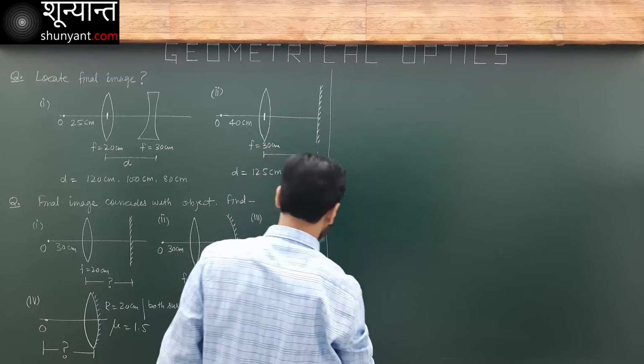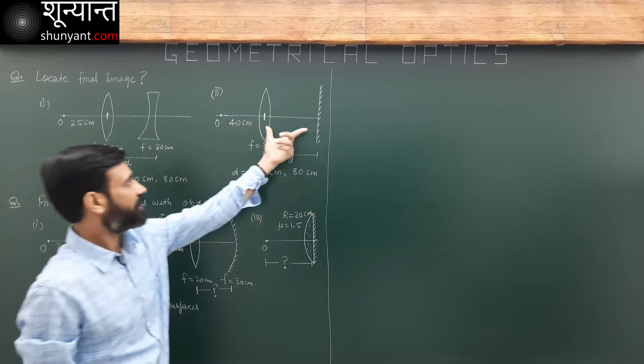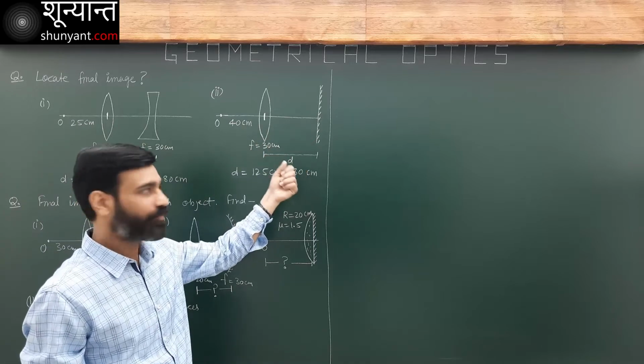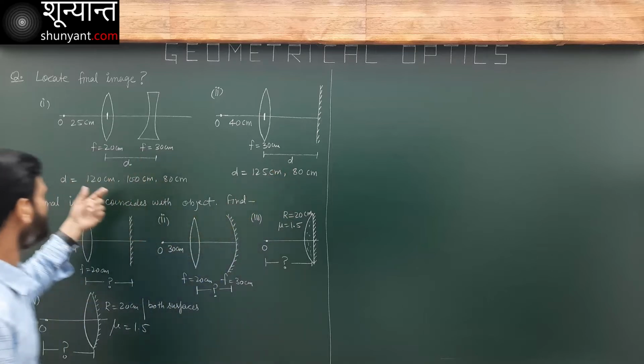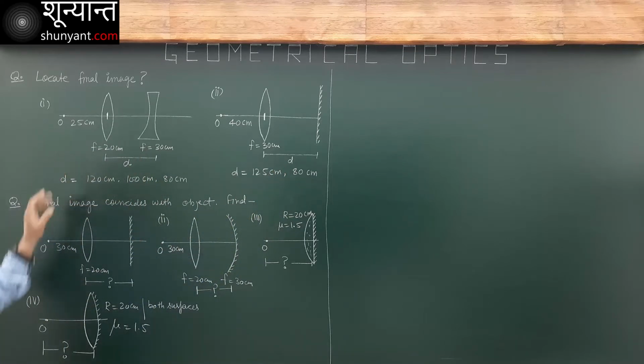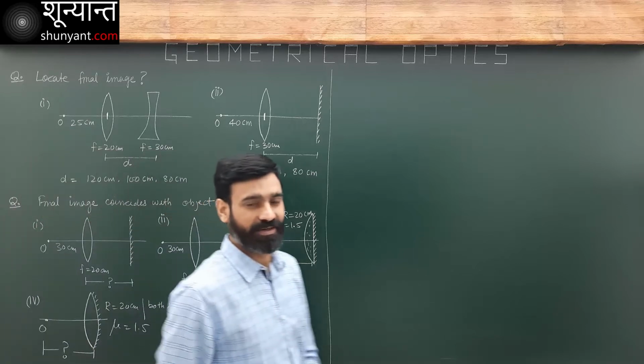Now, different distances are given. The separation between the lens and mirror is equal to d. Different values of d are given. For each d value, I have to locate the final image. What will you do? We have done such problems.